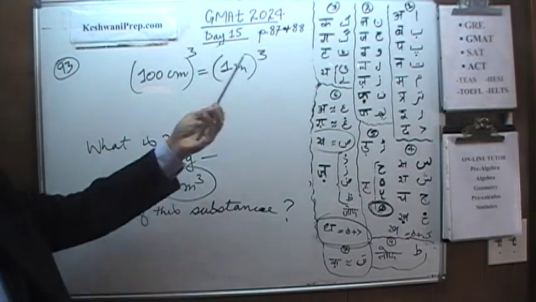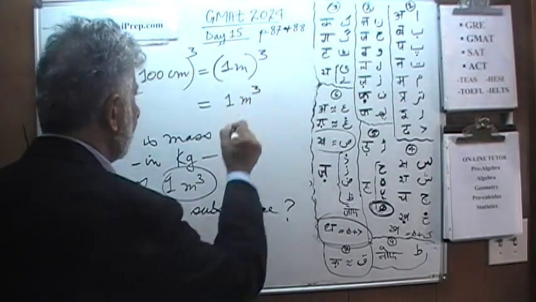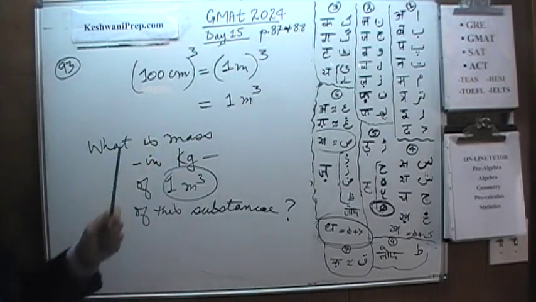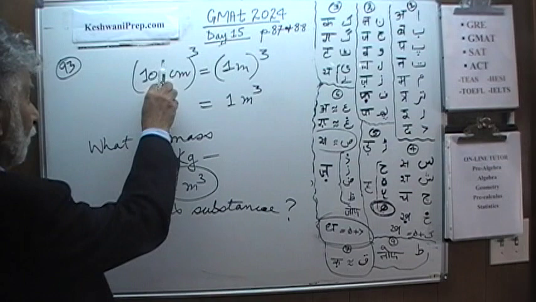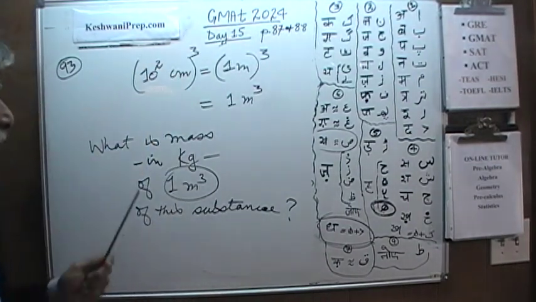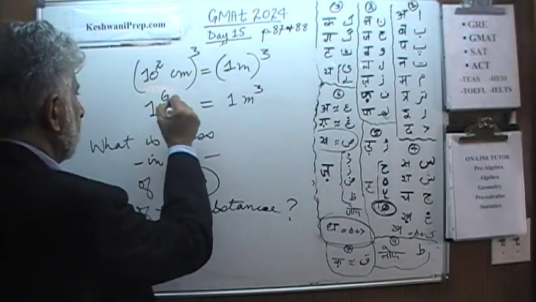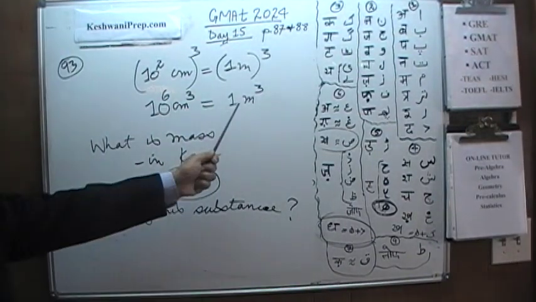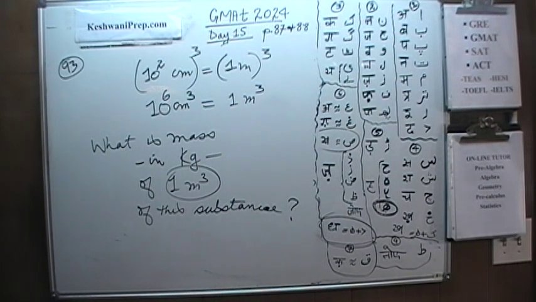Now, 1 cubed is just 1, we end up with 1 cubic meter on this side. And 100 raised to 3, and this baby step that I'm about to do, I hate doing it, I shouldn't have to do it. This is 10 raised to 2. 10 raised to 2 raised to 3 is just 10 raised to 6. And this becomes cubic centimeter. In other words, 1 cubic meter is 1 million cubic centimeter. Now we're making progress.